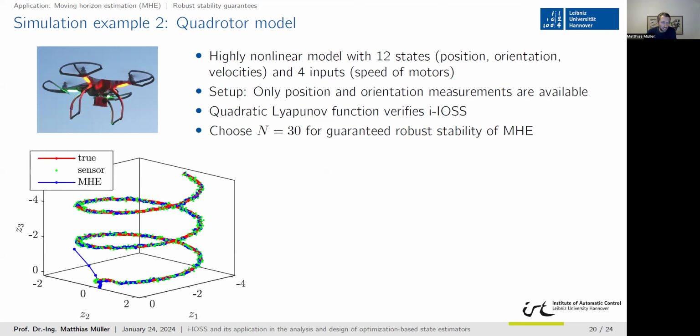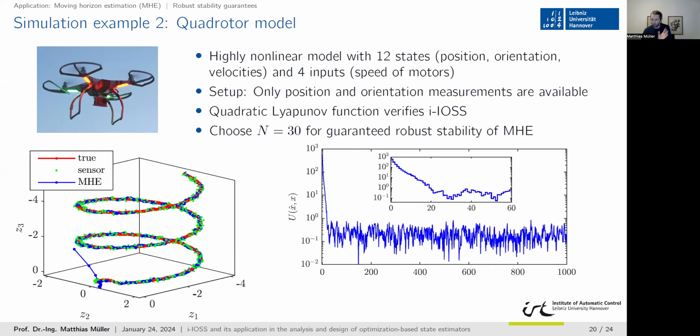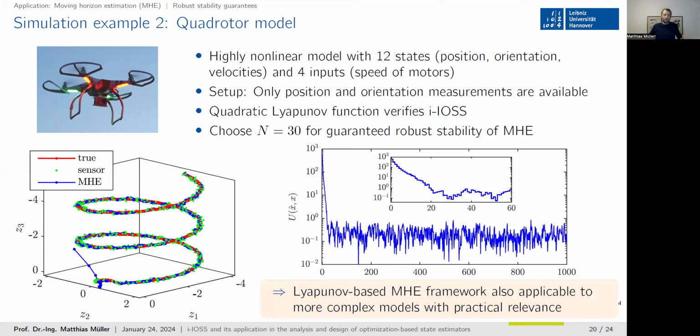Here, just to illustrate, we estimated this helix-like figure. And this is a plot of the Lyapunov function which, as guaranteed by the theory, decays exponentially to a region determined by the measurement noise. This shows that the Lyapunov framework is also applicable to more complex models used in practice. Of course, it goes without saying that using it for really high dimensional systems is not possible, at least as of now, because these SOS techniques incur the curse of dimensionality. But at least for a 12-dimensional system it was possible, and we could achieve these estimation results.